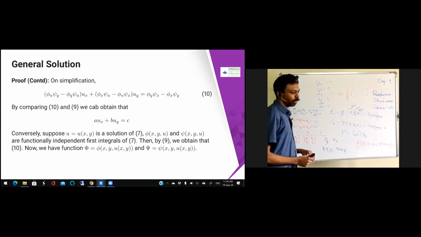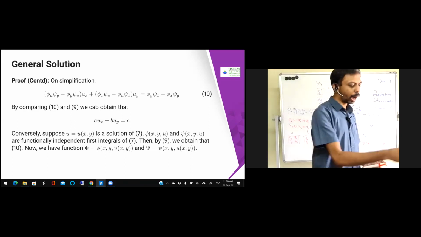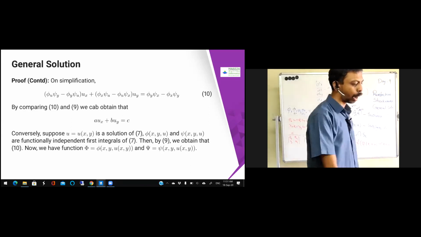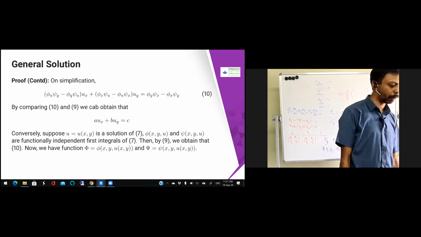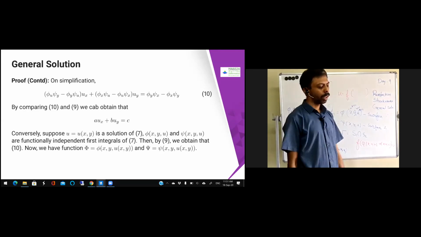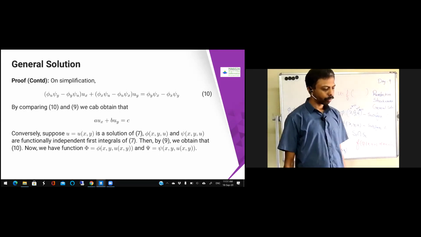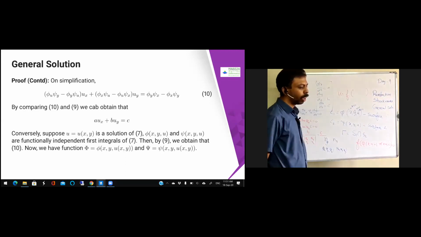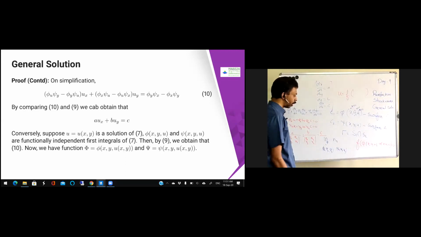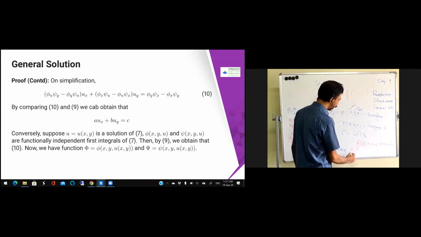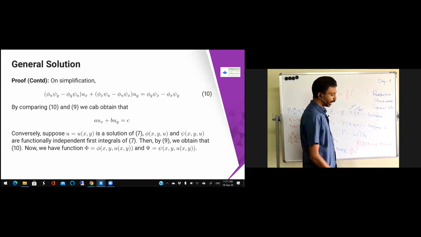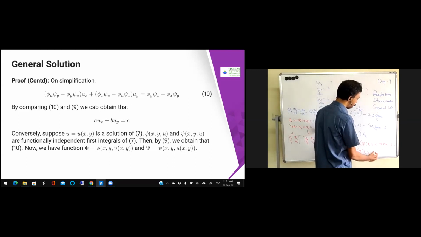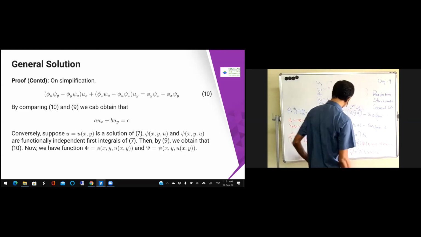That is what. Since phi and psi are functionally independent first integrals, by this point we can obtain from this one the top equation, phi_u psi_y minus phi_y psi_u, etc. So that means by 9 we have a function, some capital Phi equal to some phi of x comma y comma u of x comma y, which is going to have, because it is having.